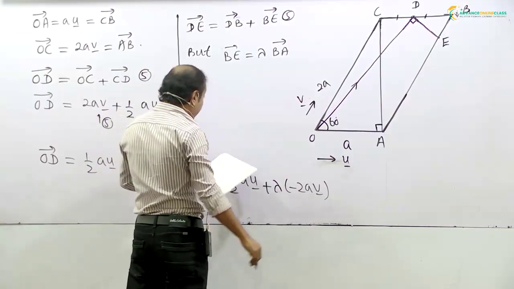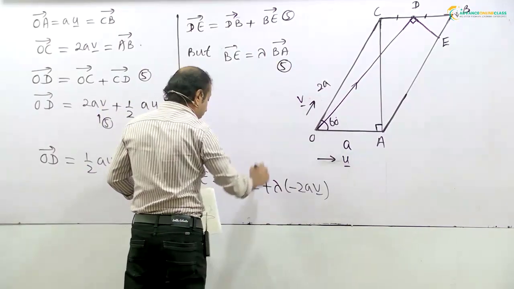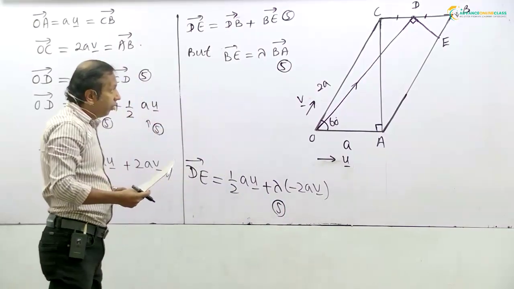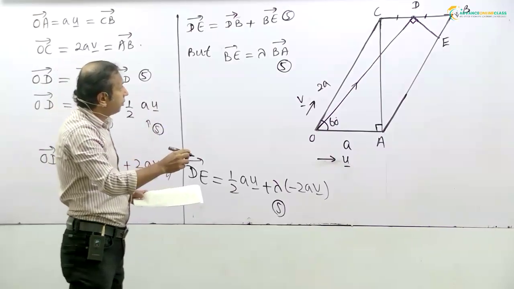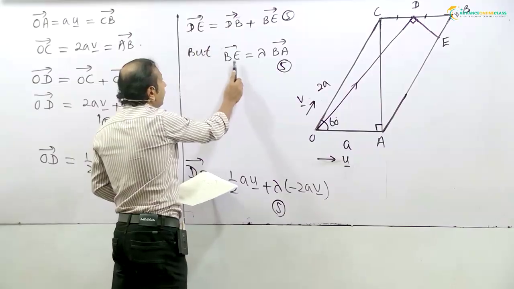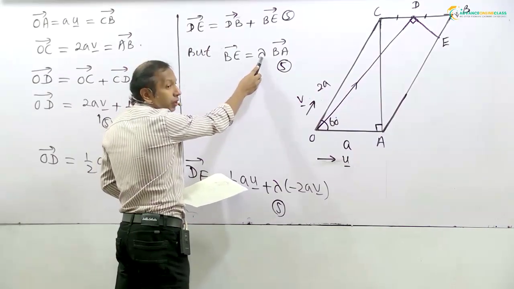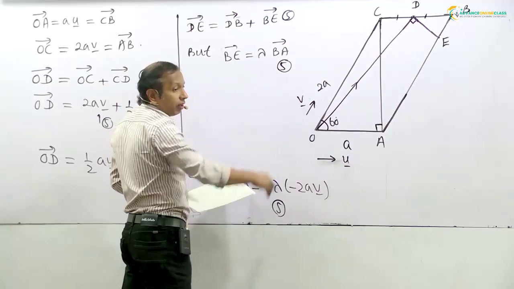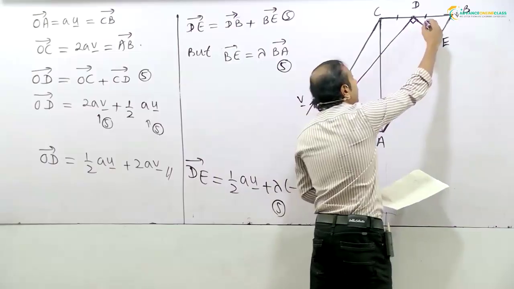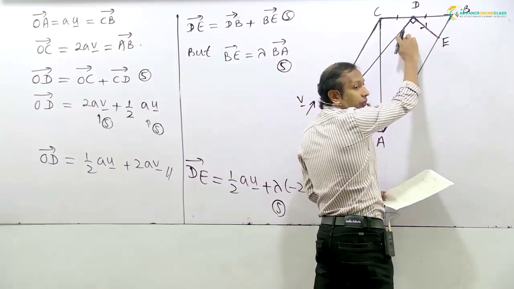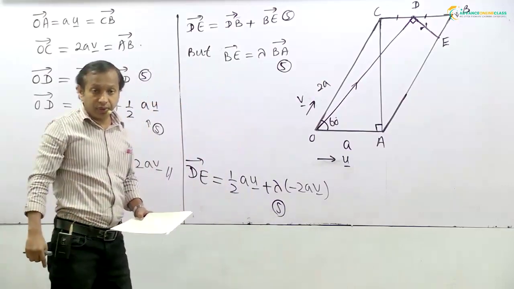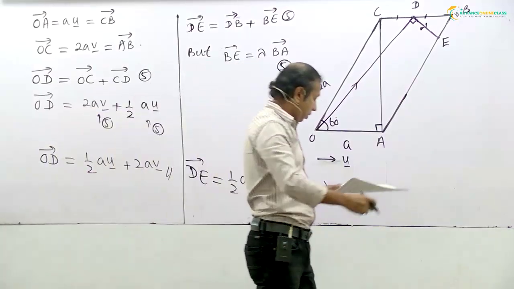You are given this 5 marks and this 5 marks. You can very clearly understand, to find DE vector, we should have BE. To find BE vector, we should have lambda. Now we are supposed to find lambda. Lambda can be found like this. We are given that OD vector and DE vector are perpendicular. Therefore, the dot product of OD and DE, when two vectors are perpendicular, is 0.